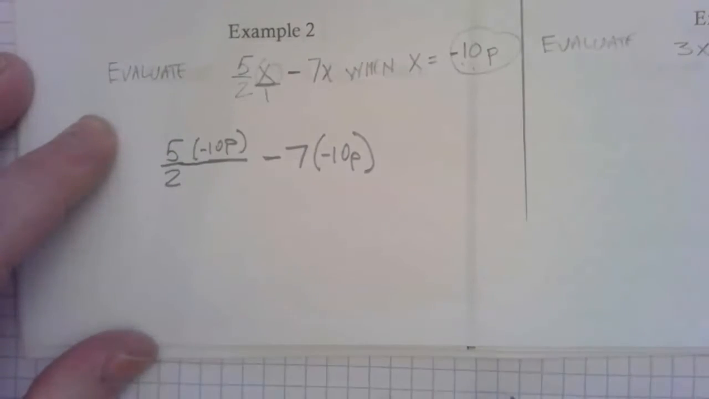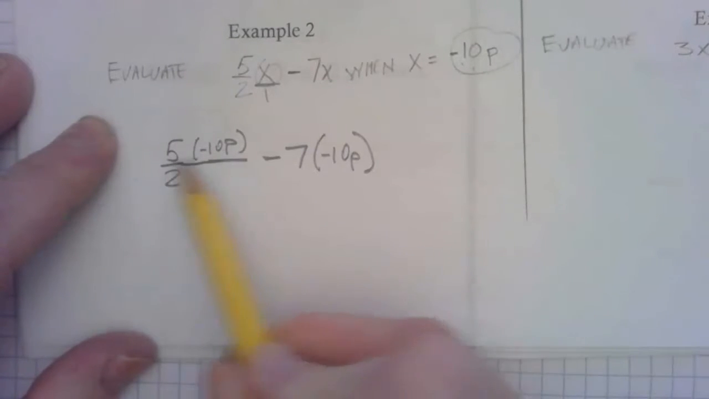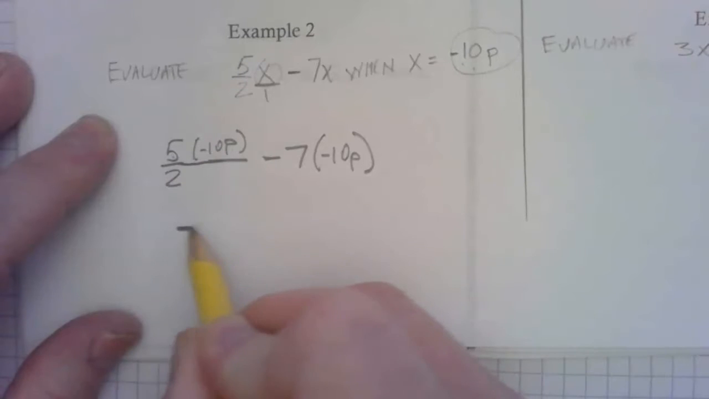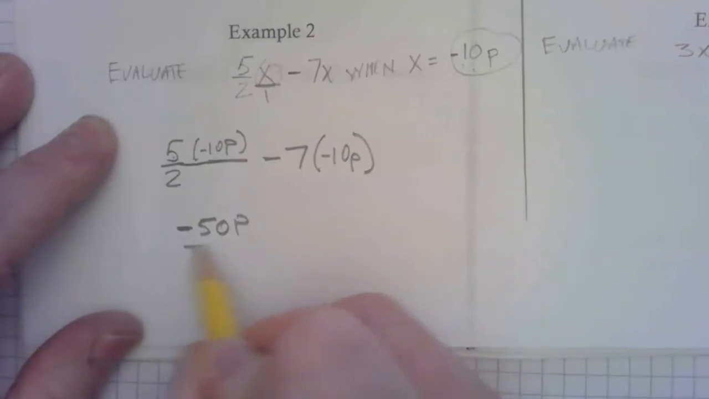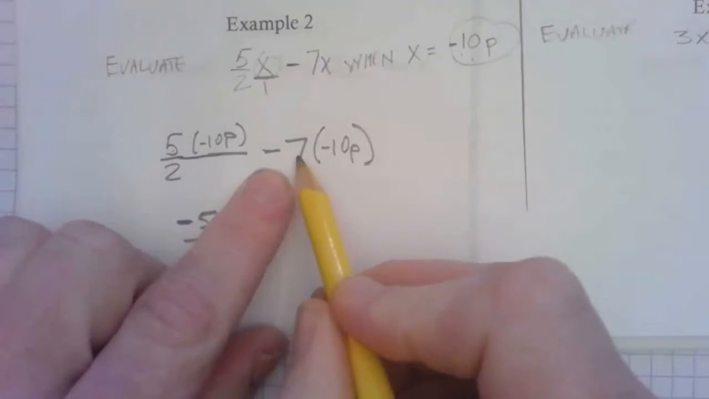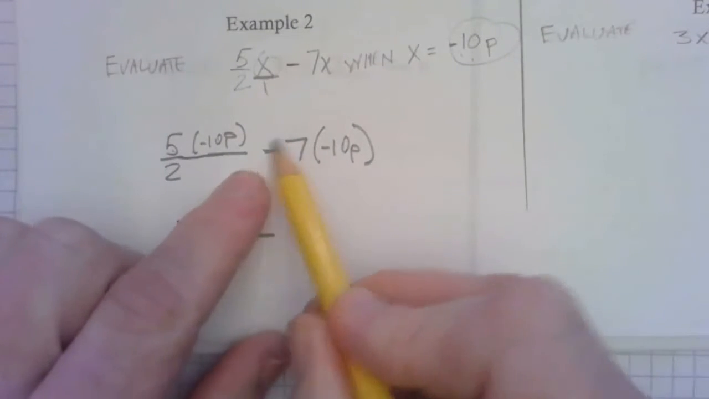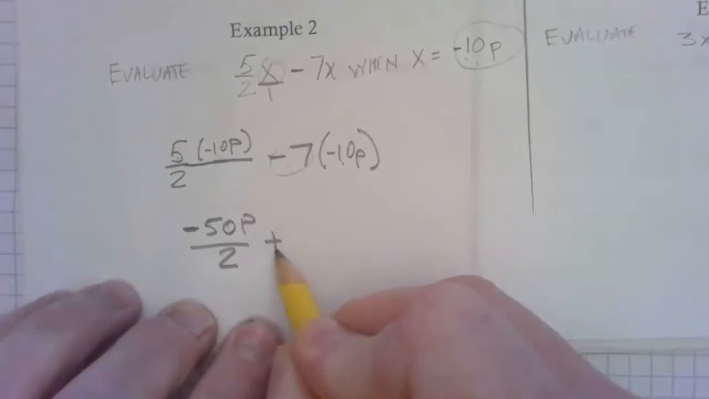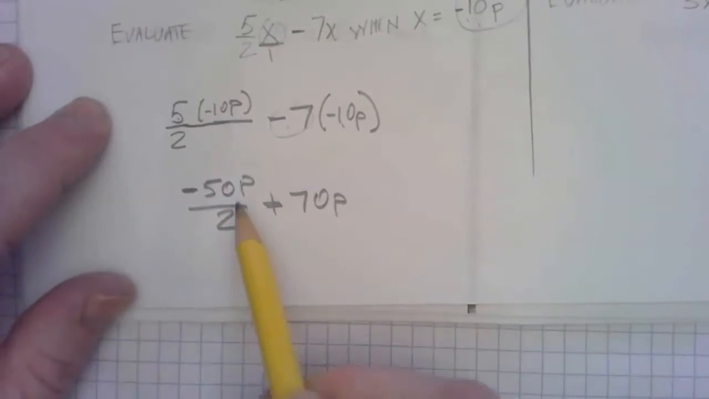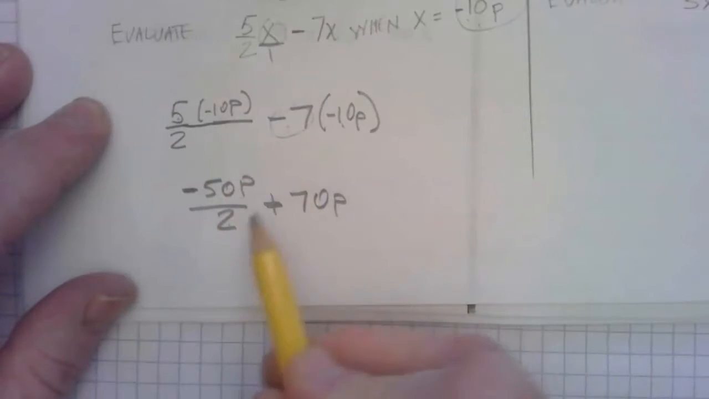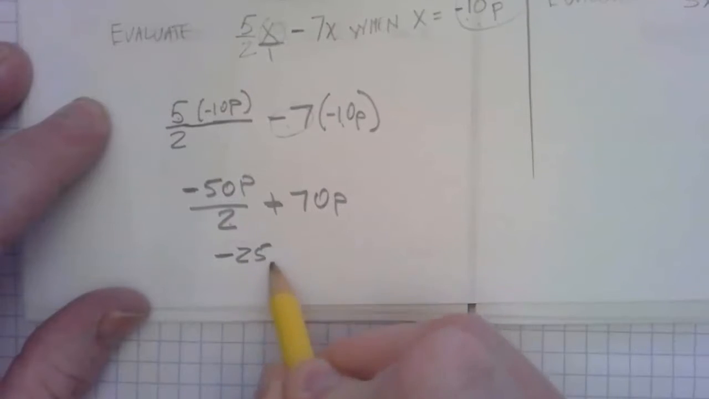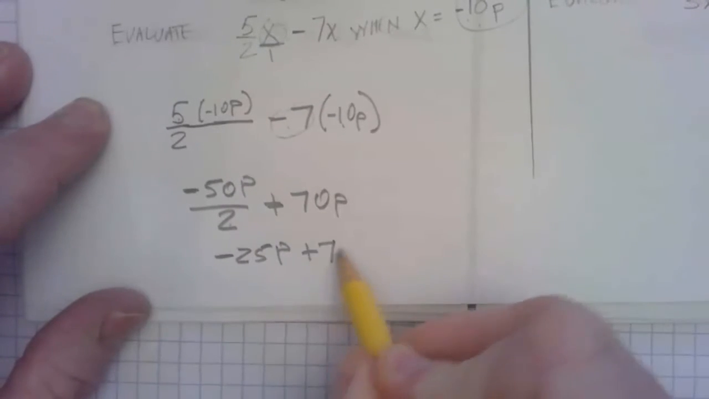Alright. Now, you can do this before or after. Well, let's just do the multiplication here. 5 times negative 10 is negative 50p. Still have the 2 in the bottom. We looked at this in an earlier one. I like looking at it as negative 7 times negative 10. That's going to be a positive 70p. Now, here, 2 goes into 50, because I'm a nice guy. And it does, it goes 25 times. So I have negative 25p plus 70p.